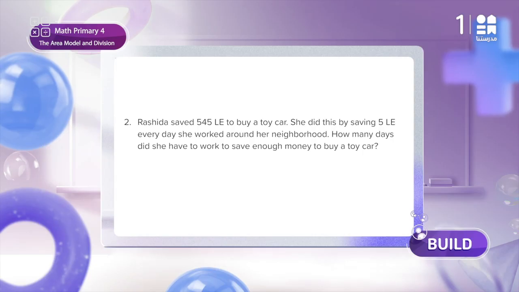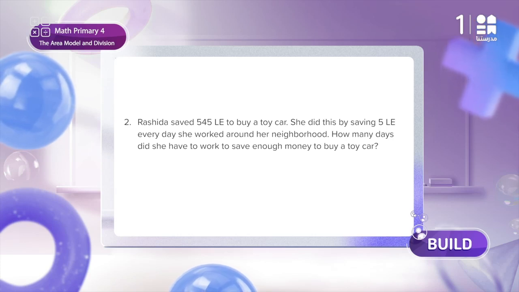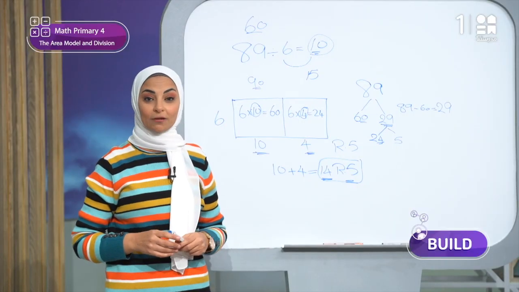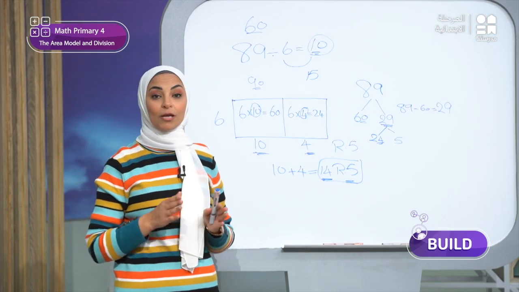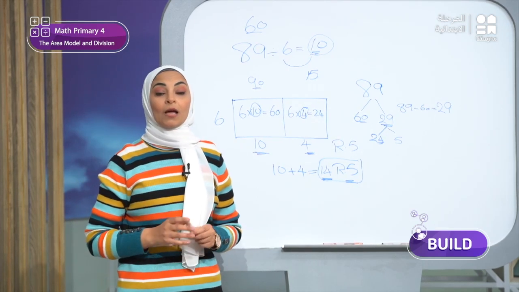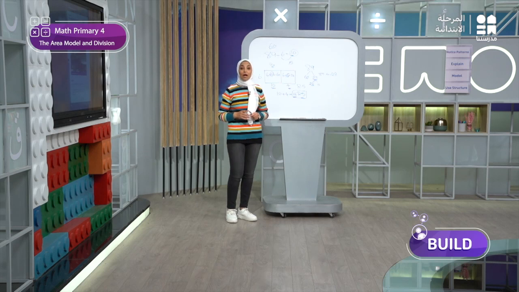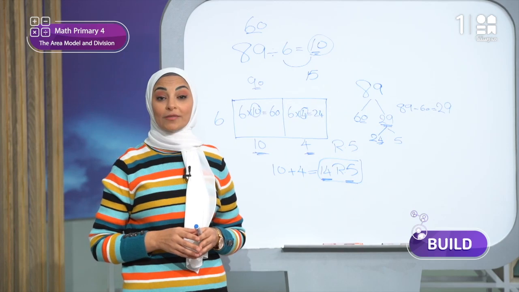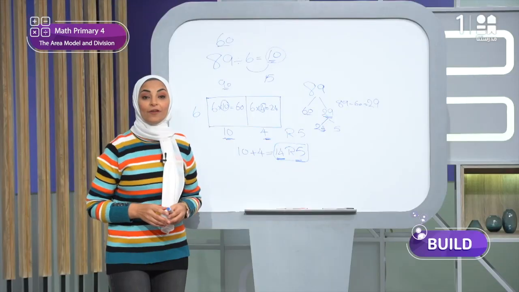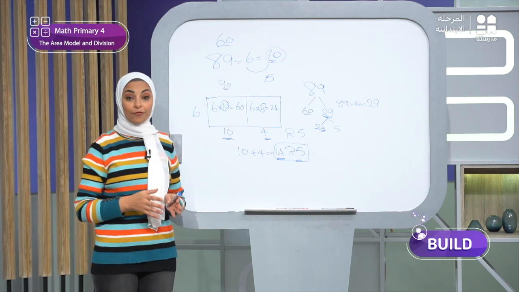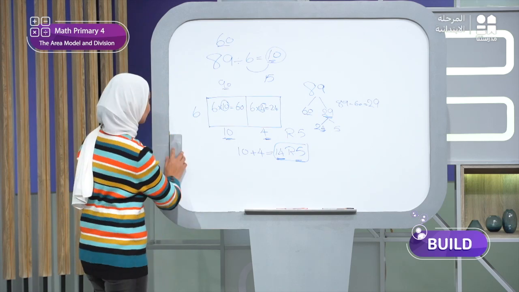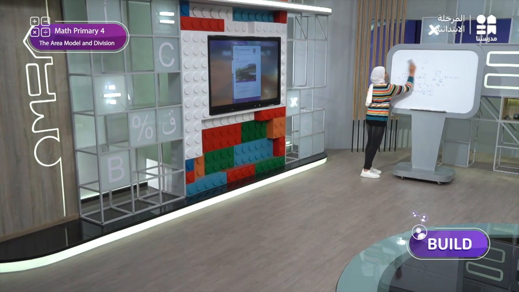From reading problem number 2, we know that our friend Rashida saved 545 LE to buy a toy car. She did this by saving 5 LE every day. كل يوم بتحوش 5 LE. She worked doing simple tasks. How many days هي محتاجة days قد إيه to work to save enough money to buy this toy car? Okay, from our understanding, we know that we need to divide 545 by 5. تعالوا نعملها مع بعض.